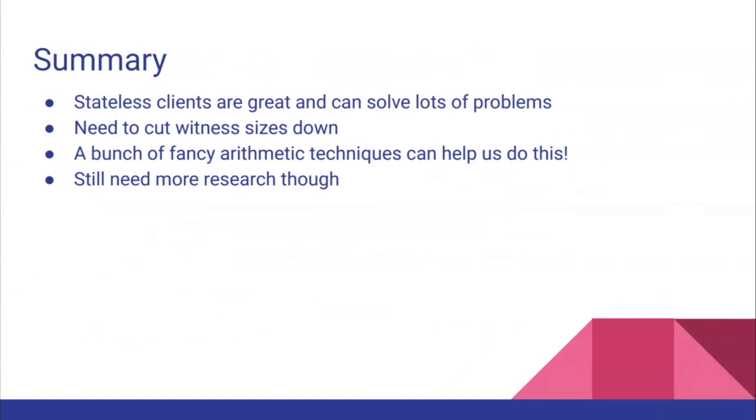Like you can make it work with witness sizes that are 600 kilobytes average and low megabytes worst case, but it would be really, really nice to push them down further. And there's a bunch of fancy arithmetic techniques that can help us do this, right? So there's polynomial commitments, there's Merkle trees, there's snarks, and they have their different strengths and weaknesses, right?